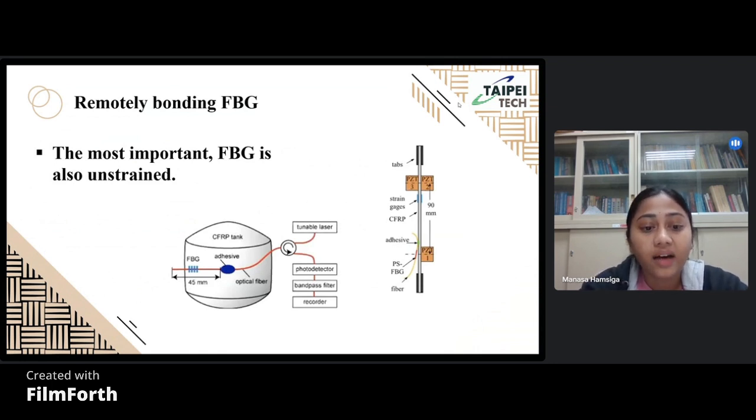In this, we have a composite pressurized tank application. The FBG is glued using the adhesive and connected to the tunable laser, the circulator, and then the signals are recorded directly. But the diagram there is slightly different, where rather than gluing the FBG to the structure in the green area, which is the glue, the FBG is near the location, which is called remote bonding. The output signal amplitude of the direct and remote bonding cases is not compared in this experiment. The most important point is that the FBG is also unstrained in this experiment.